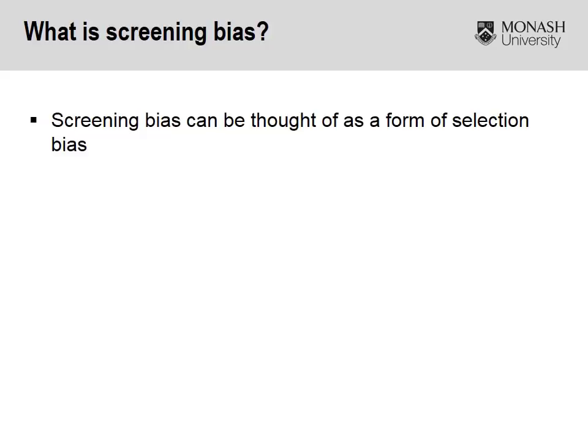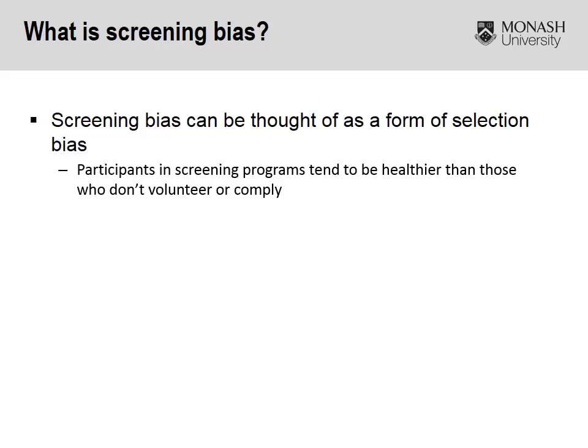So the first bias that we want to discuss is screening bias. Screening bias really is another form of selection bias in the sense that it relates to participants that we recruit to our screening programs. One thing that's inherent with all screening programs is that participants who volunteer for these types of programs, and you can think of the government-sponsored FOBT colorectal cancer program here in Australia, is a really good example of this.